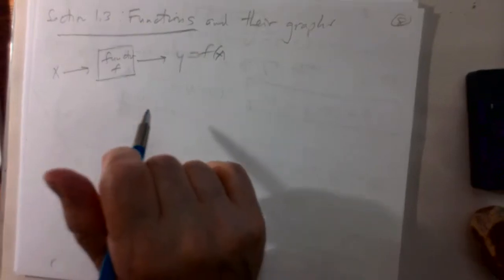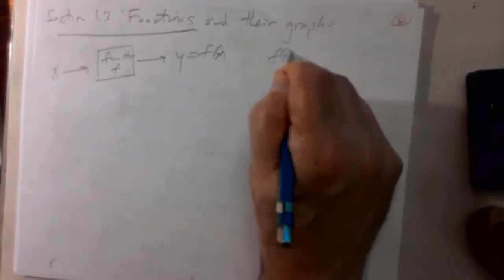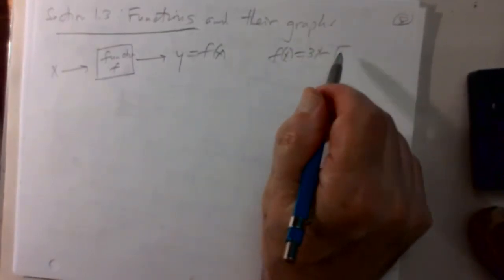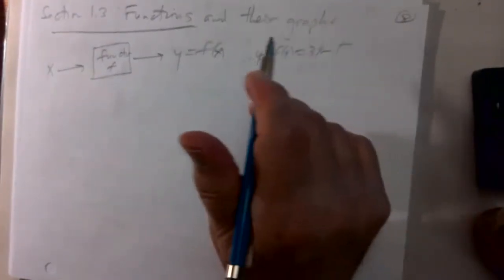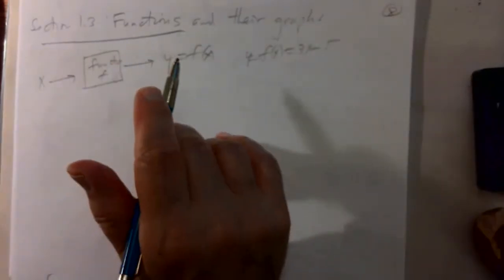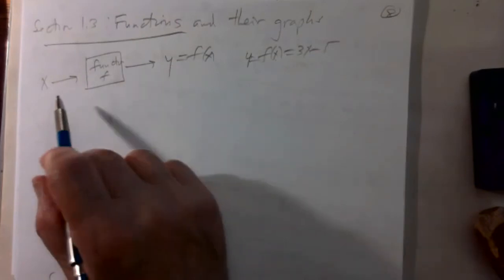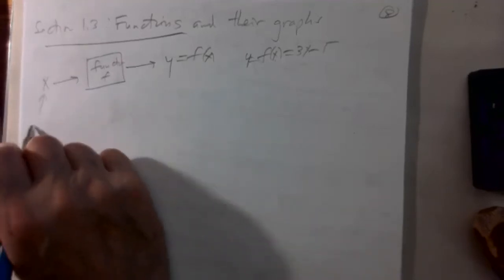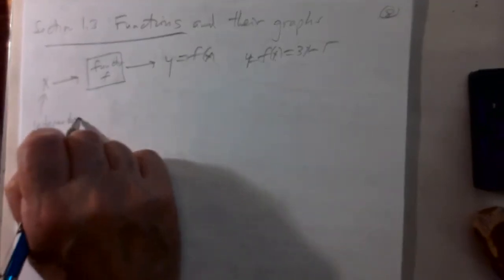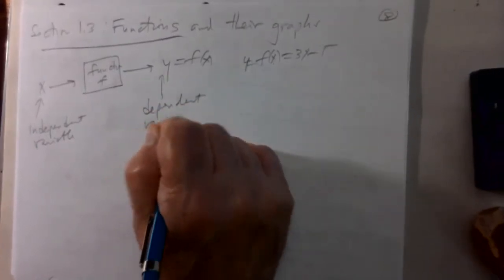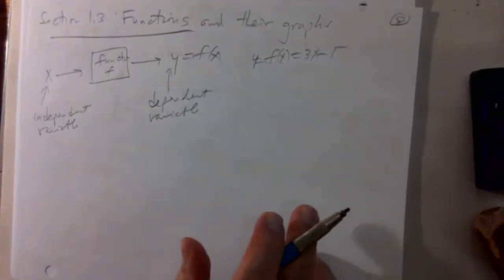And sometimes functions have simple forms like f of x equals 3x minus 5, the line we just saw. You plug in x and you get out y, which is 3x minus 5. Sometimes it's much more complicated. But the important fact about a function is that for every x, there's a unique y which the function calculates. This x is called the independent variable, and y is called the dependent variable, because y depends on x.